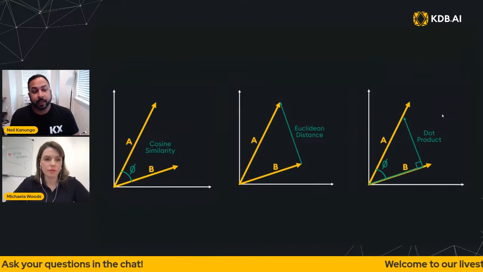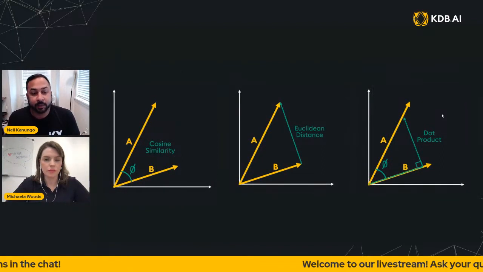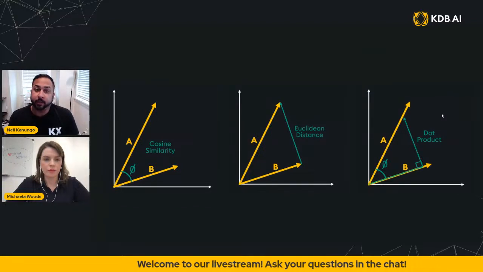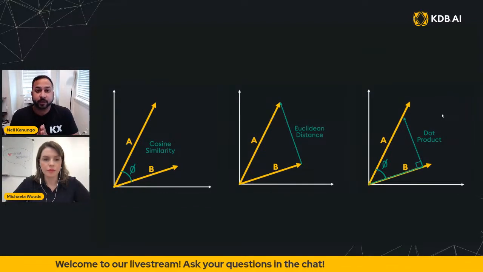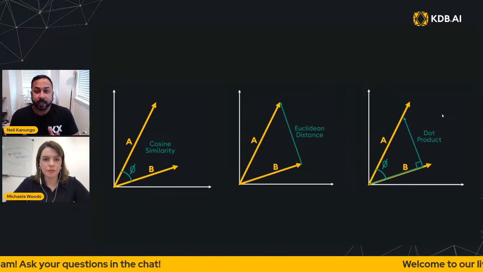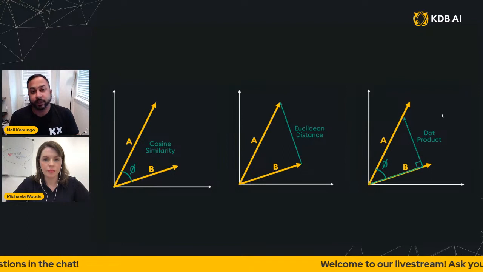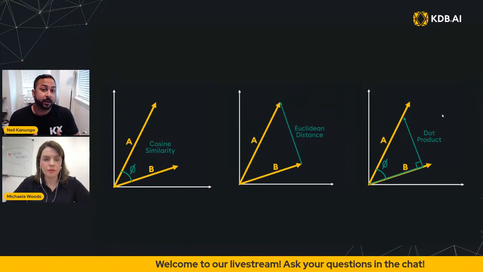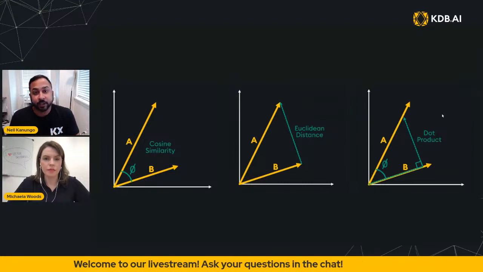So that opens up a lot more contextualization for your search results. There are 3 types of similarity metrics used in KDB AI. There is cosine similarity, which just looks at the angle between the vectors. There is Euclidean distance, which looks at magnitude and direction, and dot product, which looks at magnitude and direction. And you'll use different similarity metrics depending on your application.